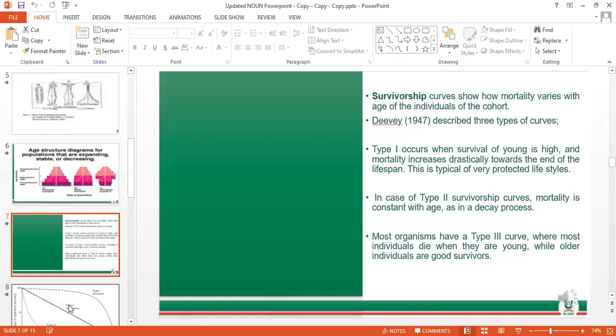So the survivorship curve is used to calculate the relative change in the number of individuals of the cohort between two successive censuses.